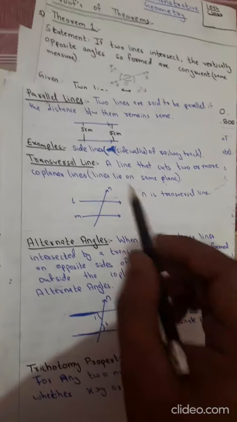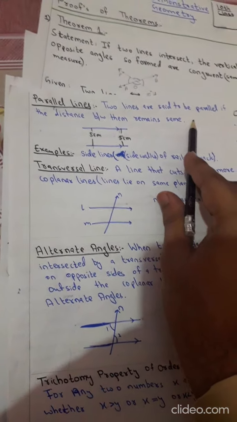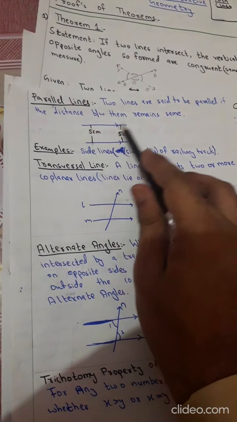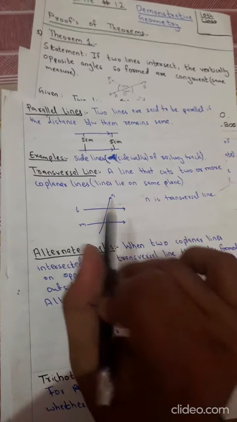Okay, after that we have parallel lines. Two lines are parallel if the distance between them remains same. The distance between the two lines here is 5 cm. Here it is also 5 cm. The two lines are parallel.